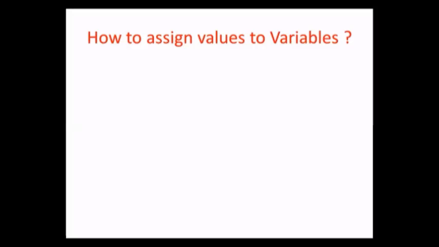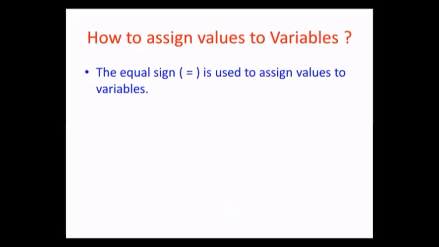How to assign values to variables? It is simple. The equal sign is used to assign values to variables. The left side of the equal sign is the variable name and right side is the variable value.